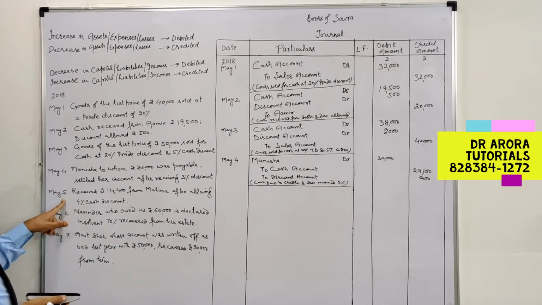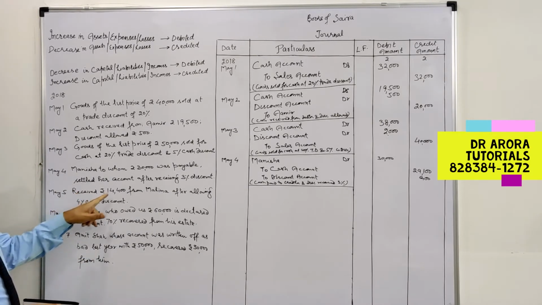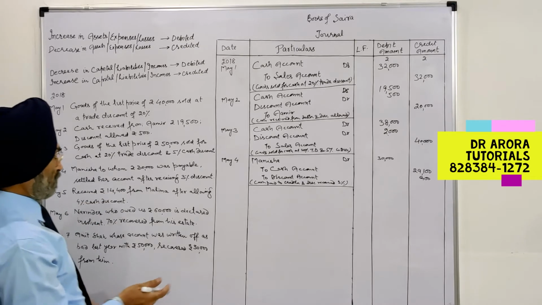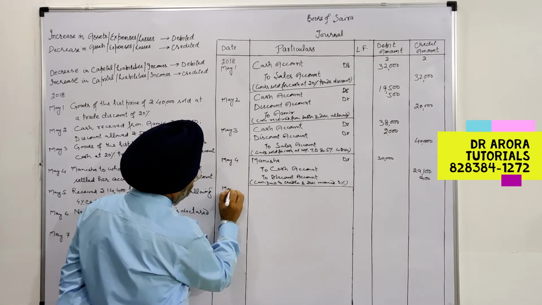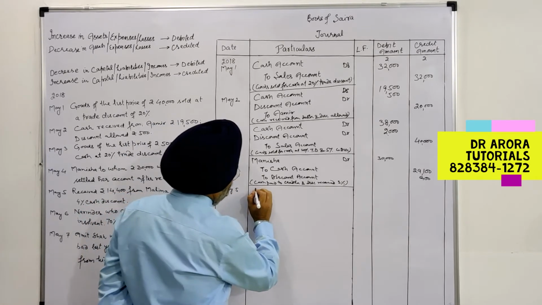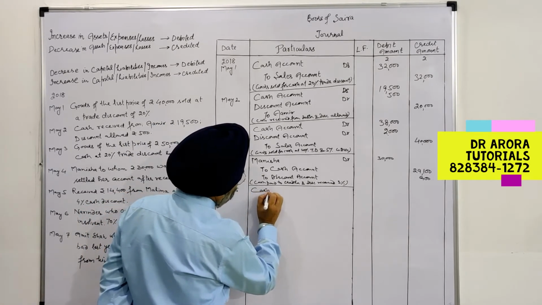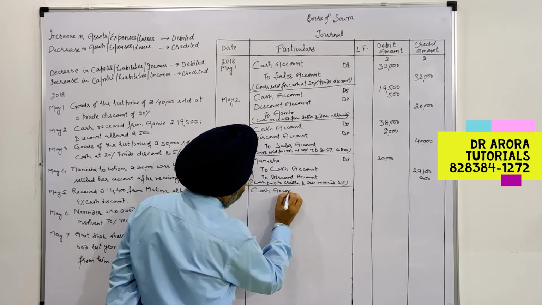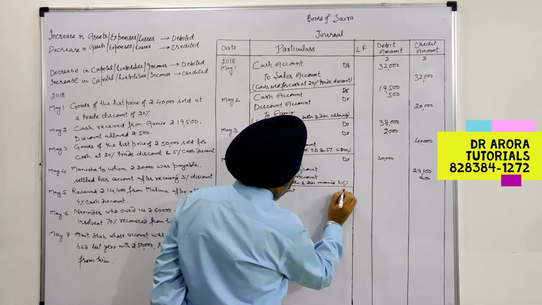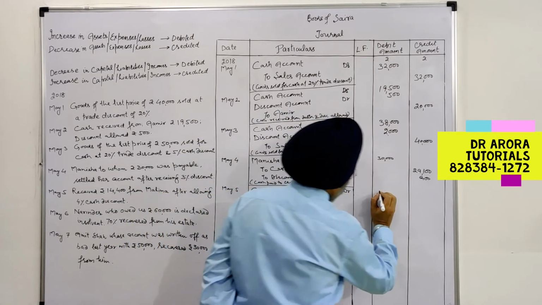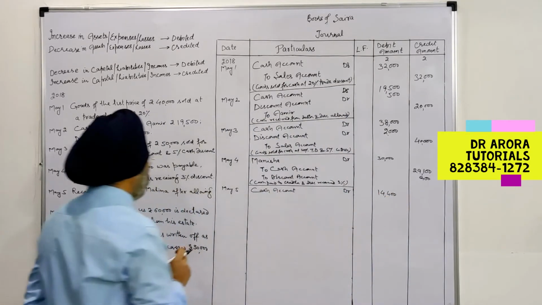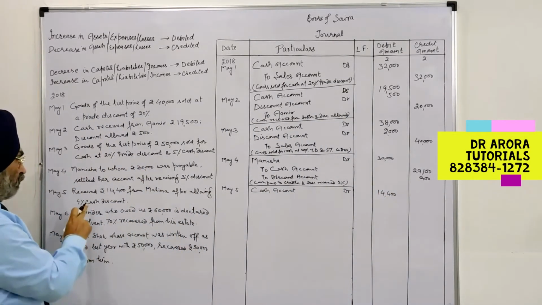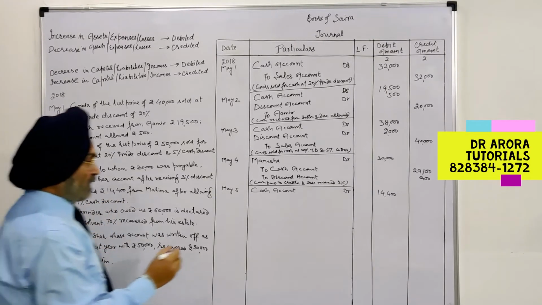May 5th, received rupees 14,400 from Mahima. Received from Mahima. Cash is coming. So when cash is coming, 14,400, and 4% cash discount is also allowed.